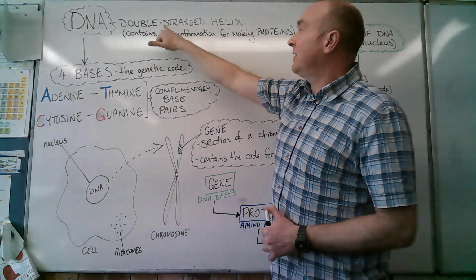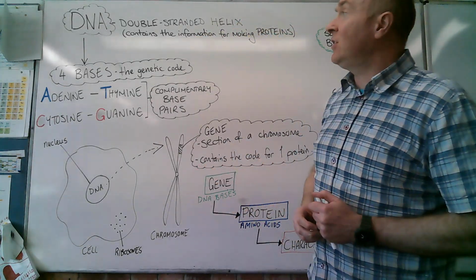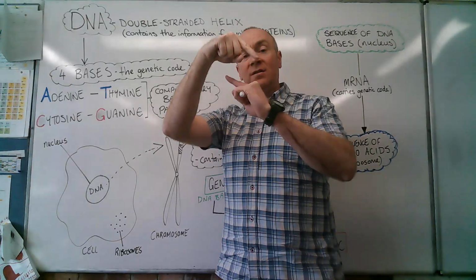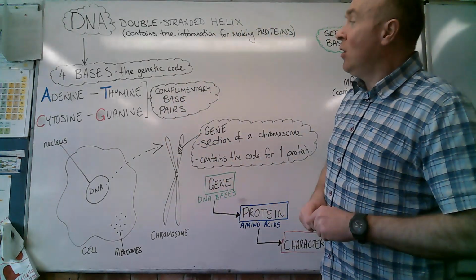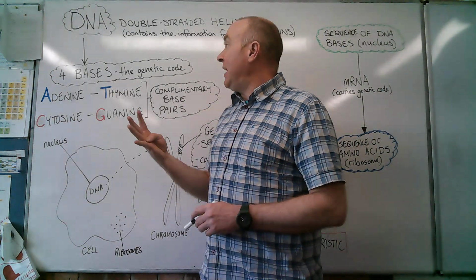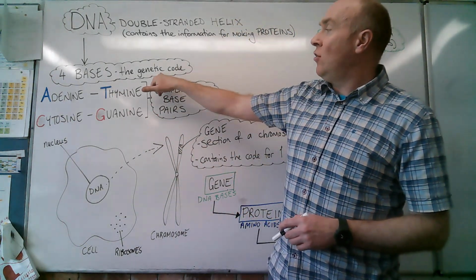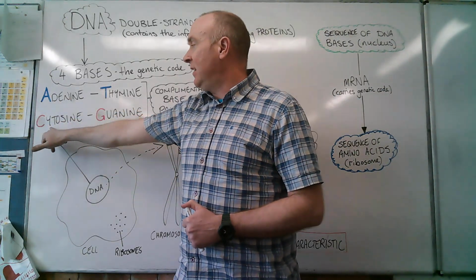You are very often asked in exams what shape DNA is. Double-stranded helix is always going to be your answer. What that means is it's two strands of DNA twisted around one another and connected together by what we call complementary base pairs. The four bases which make up the genetic code of DNA are adenine, thymine, cytosine and guanine.